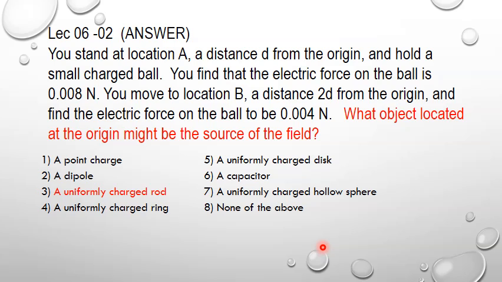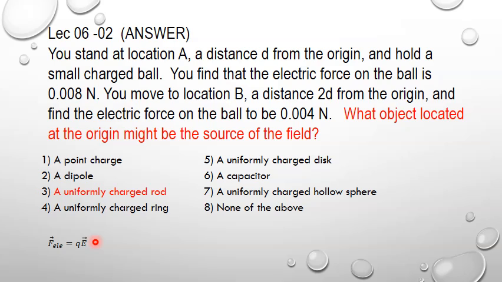Well, in my opinion, the correct answer is a uniformly charged rod. Well, why is a rod? Well, if we look at the force here, the force initially is 0.008 and it's 0.004 afterward, so it's divided by half. So we have to figure out how to reduce it by half. To do that, we know that the electric force on any charge is equal to its charge times its E field. So we have the same charge in both spots, so this doesn't change, E has to change. E has to reduce by half by increasing its distance to 2d.